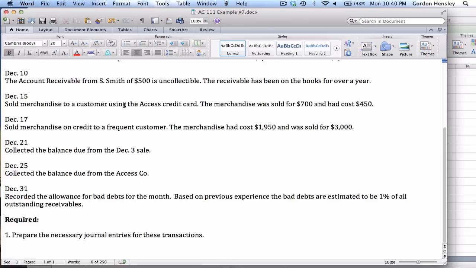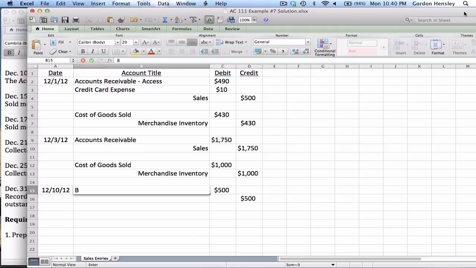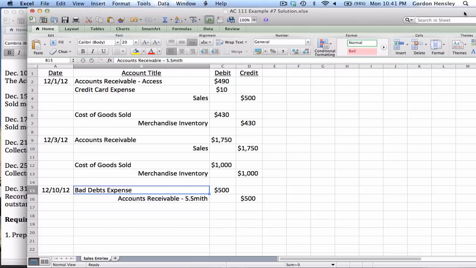So they did say at the beginning of the problem, any debt that we know is uncollectible, we would go ahead and do a direct write-off of that. So on the 10th, I'm going to directly write off that $500 receivable. When I do that, that costs me money. That is going to be bad debts expense. And I'm going to remove accounts receivable for S. Smith. So that'll show the expense, and it will also show that we are removing the receivable. It's uncollectible.